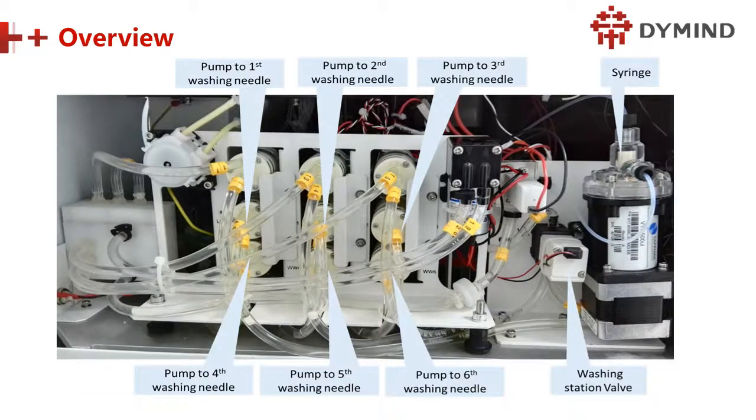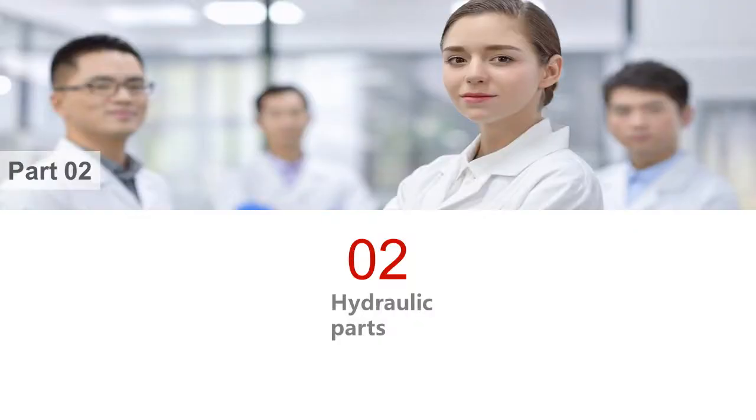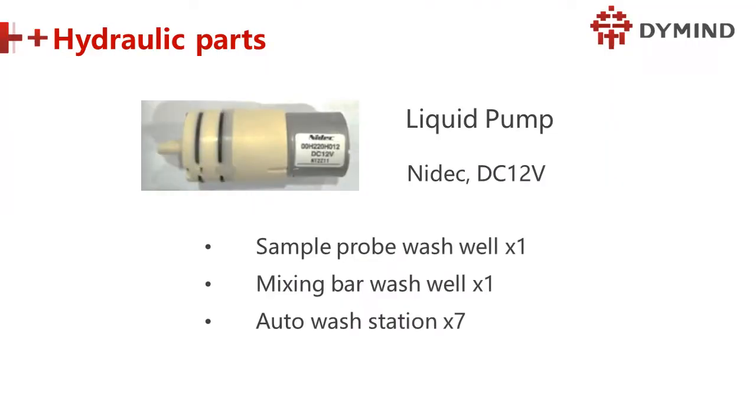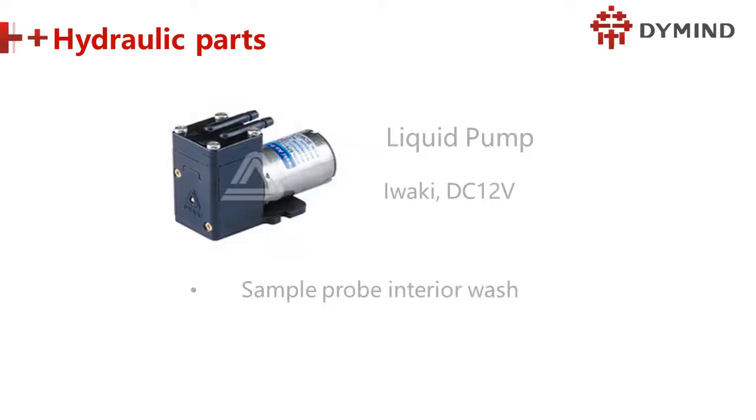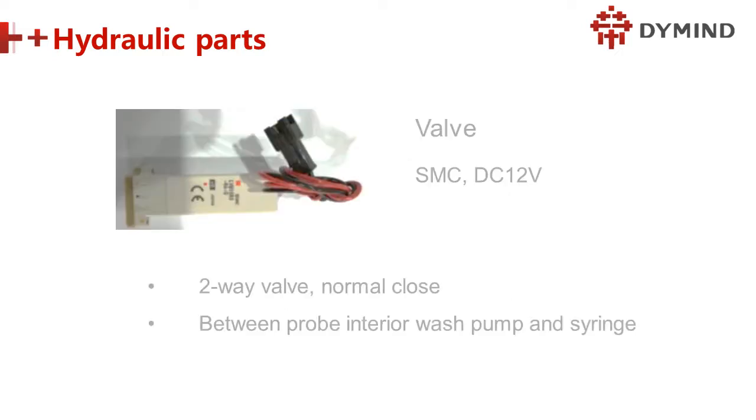Okay. So second, this one, and this one, pump to this one. So we introduce them one by one. Okay. Next. Oh, sorry. This is a hydraulic liquid pump, NIDAC 12, quantity 1 for mix wash, and auto wash some 4, some 7. It depends on your order. Next is the liquid pump Iwaki, DC12, for the sample probe internal wash.